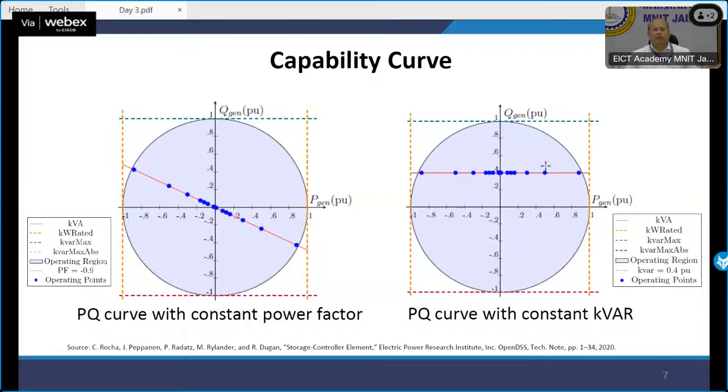So the capability curve, sometimes also known as the PQ curve, and in a very funny way, it can also be named a nose curve. This looks like a semicircle, looks like a nose.